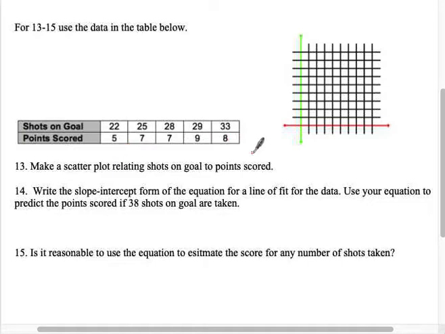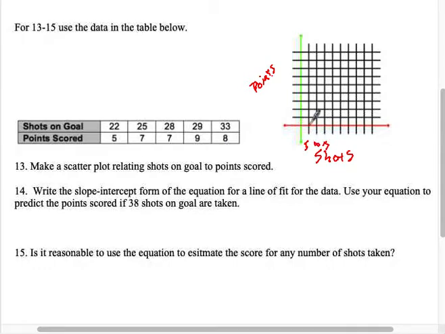Make a scatter plot relating shots on goal to points scored. So shots determine points. So shots would be the x, points would be the y. Shots are independent, points are dependent. So we would number these 1, 2, 3, 4, 5. I don't have time to number them because we gotta go here. So shots on goal. Oh, we would number these 1, 2, 3, 4, 5 because that fits on the y-axis. But shots on goal, we're gonna have to number by 5s. Okay, 5, 10, 15, and so on.